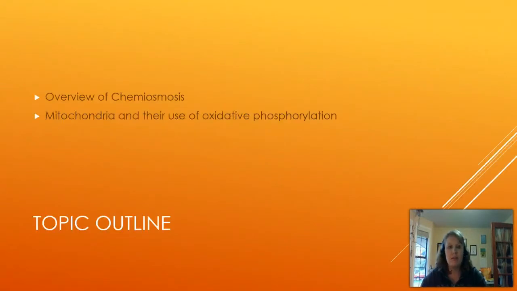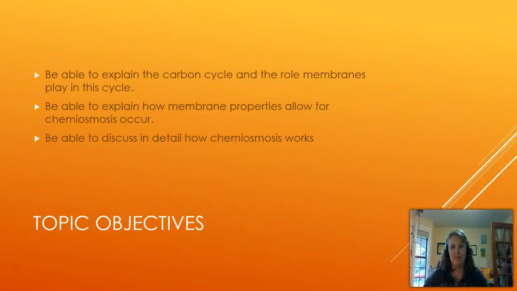So in this topic we're going to do an overview of chemiosmosis, and then we're going to talk about mitochondria and how they use oxidative phosphorylation to generate energy for the cell. So we got a lot to talk about. Most of this should be fairly new, but we're going to add a new layer of detail to it that you haven't seen before in some of your other classes.